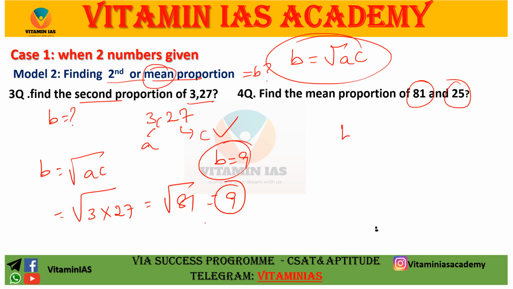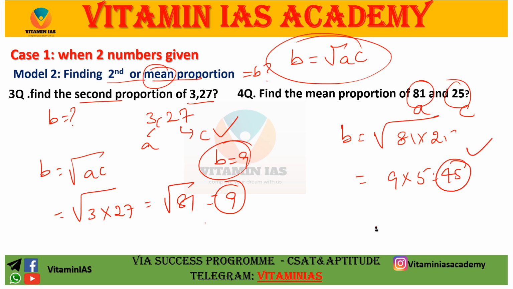So here B is equal to root of, this can be A and this can be C. 81 into 25: simply we can take the root of 81, which is 9, and the root of 25, which is 5. So 45 will be the mean proportion of 81 and 25.